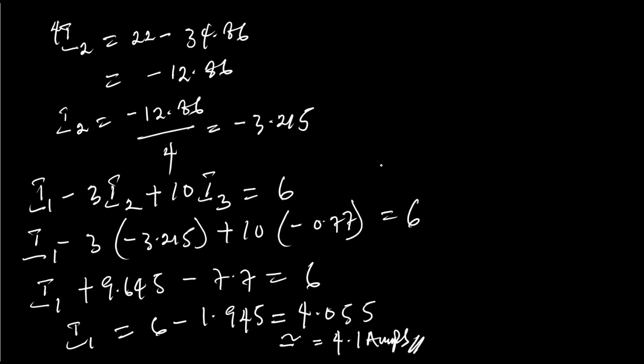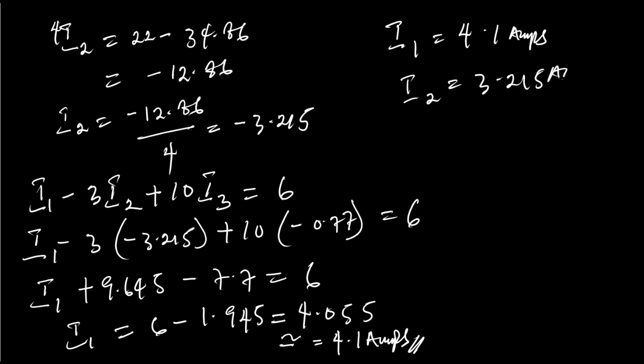So with this, we've seen that though I picked wrong directions, we just need to change the directions. Our I1 is the same thing as 4.1 amps. Our I2 is the same thing as 3.215 amps. And our I3 is the same thing as 0.77 amps.